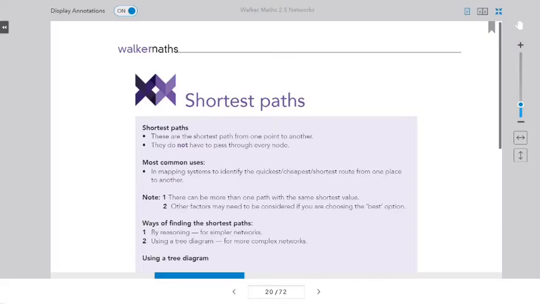So be careful. That's another reason we use the tree, because you need to be aware that there can be more than one path that has the shortest value. And if you only choose one of them, you're in trouble. Okay? So, all right. So again, you can find it by reasoning.